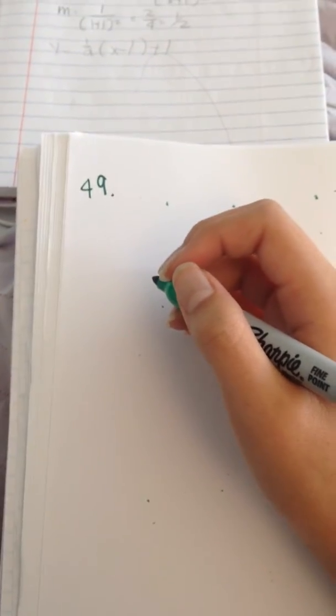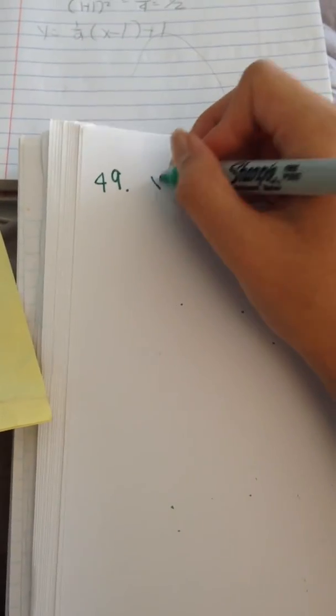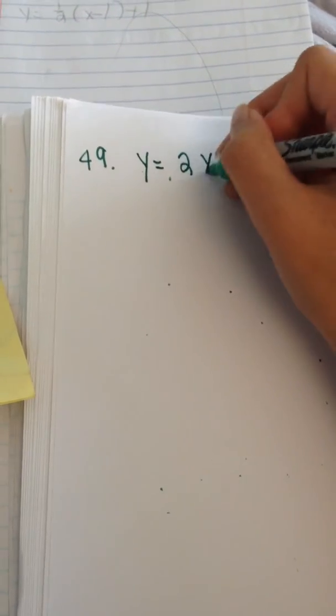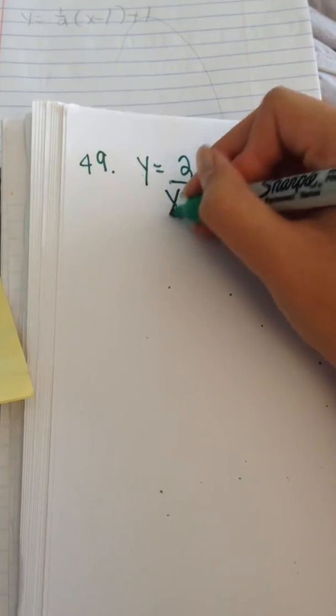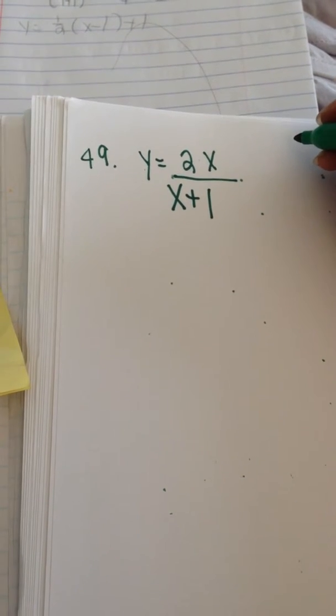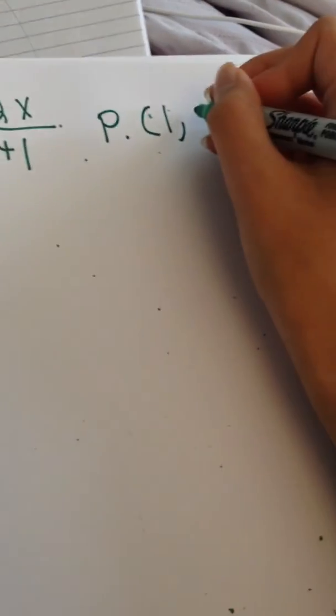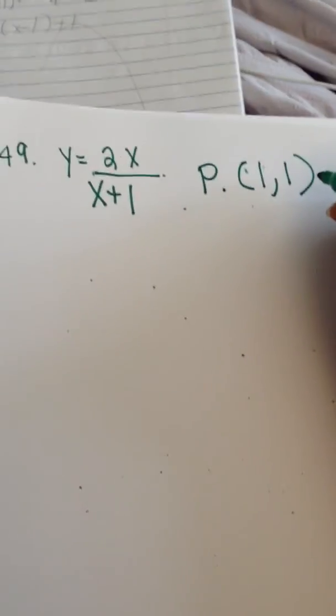Okay, so now I'm going to do number 49, which is number 49 on this worksheet. As you can see, I circled it. The equation is y equals 2x divided by x plus 1, and you're supposed to find the equation of a tangent line to the curve at the given point. The given point is (1, 1). This is an easy question.